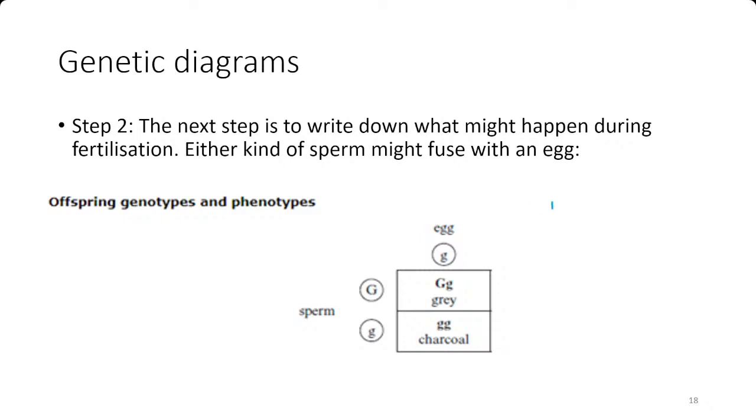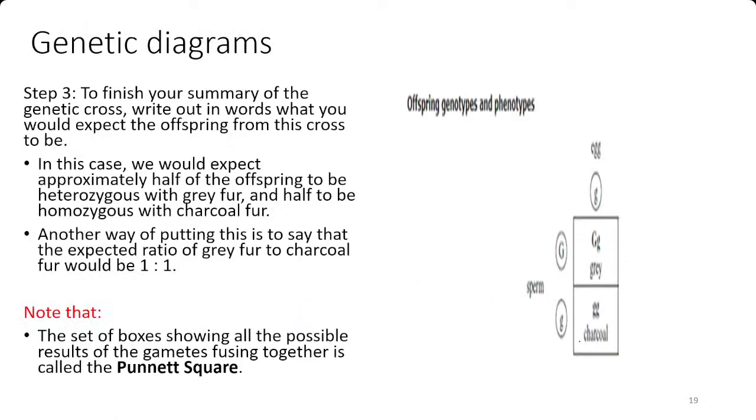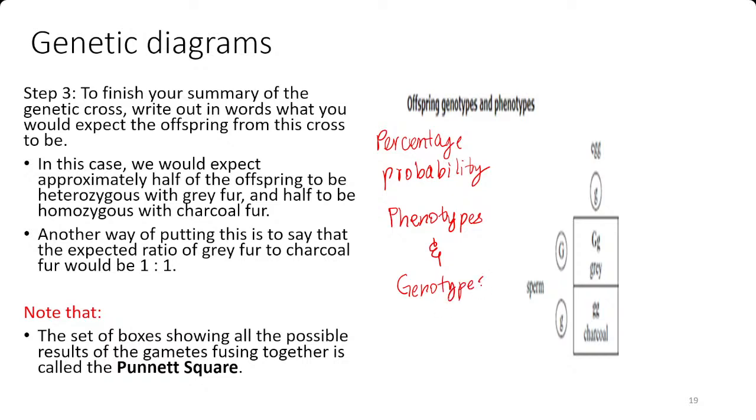and then you just draw a square and work on it. This is also called a Punnett square, by the way. Then you write down the percentage probability. I don't know if it's mentioned here. And you also write down the phenotypes and the genotypes of the offspring.